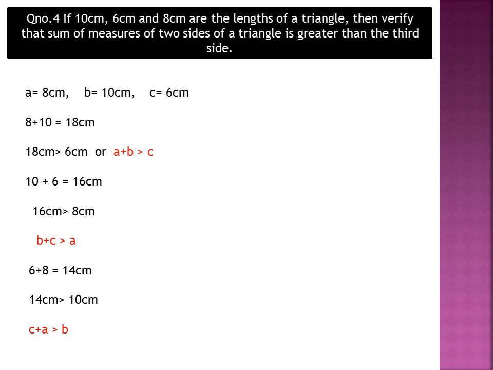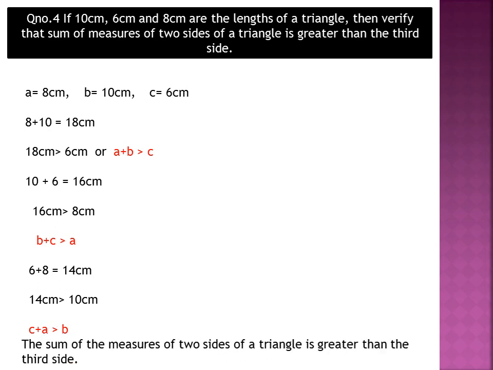So you can note from these three inequalities, the sum of the sides A and B is greater than the third side C. The sum of the sides B and C is greater than the third side A. Similarly, the sum of the sides C and A is greater than the third side B. By using these inequalities, we can say that the sum of any two sides of a triangle is greater than the third side.